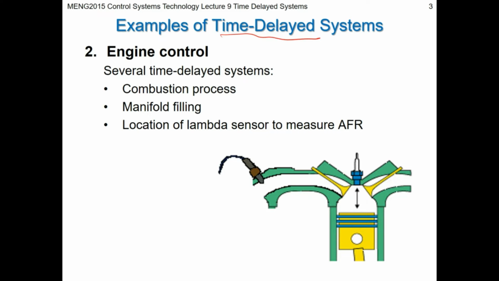So in that case, it would take quite a while for the sensor to pick up if there is something going wrong in combustion. If the air-fuel mixture is off, the electronic control unit of the engine would have to compensate.